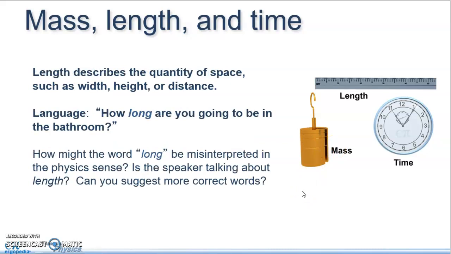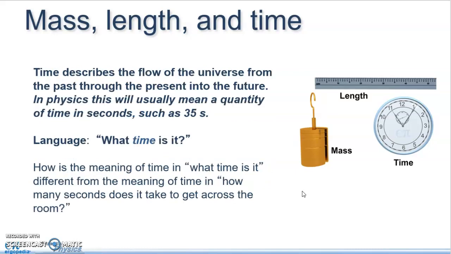Okay, in common language, when you're saying something like, how long are you going to be in there? The word long could be misinterpreted as time. So are you asking how long, what is the length of something? Or are you asking for time, how much time will it take to fill in the blank? Usually when we represent time, we mean a quantity of time, whereas you might ask a question like, what time is it right now? We're more likely to ask questions like, how long will it take for something to happen?